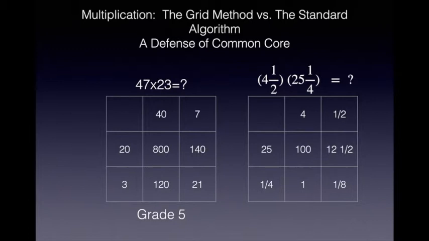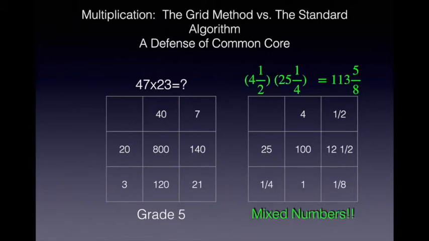I'll do the whole numbers first. 100 plus 12 is 112, plus 1 is 113. Plus the 1/2 from 12.5 is 113.5. And now all I have to do is add 1/8 to 113.5. Well, 1/2, that's the same as 4/8. 4/8 plus 1/8 is 5/8. And the total answer is 113 5/8. Yeah, we can use the grid method to do mixed numbers, but we couldn't use the standard algorithm.